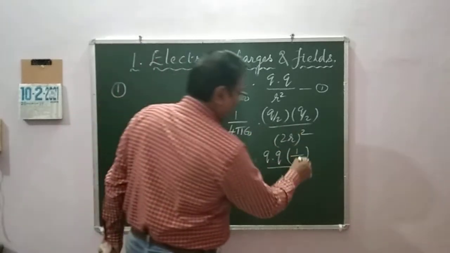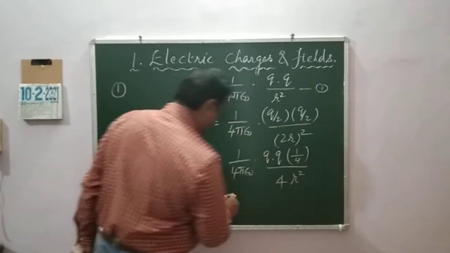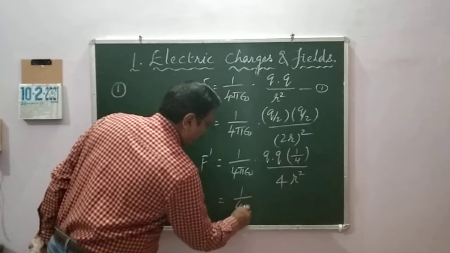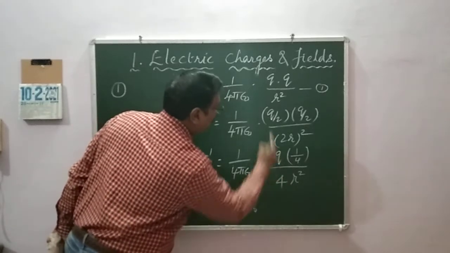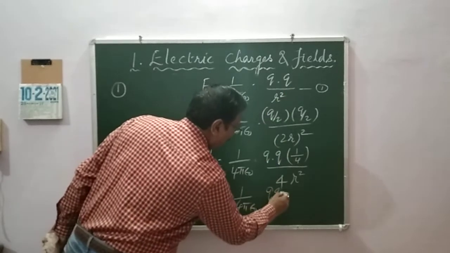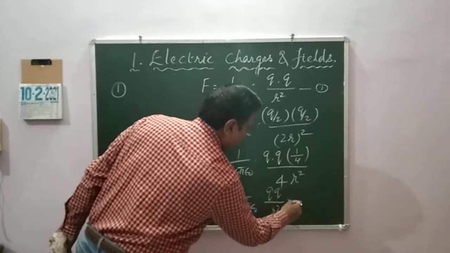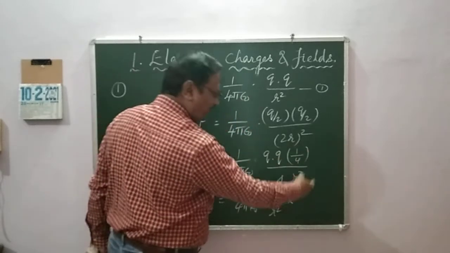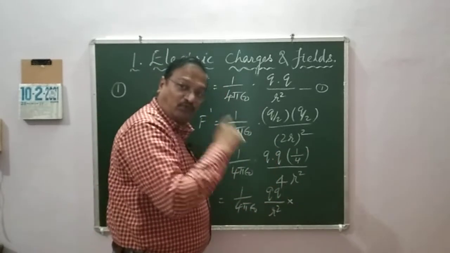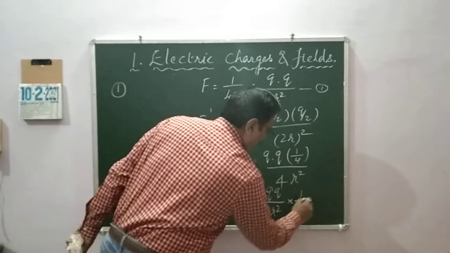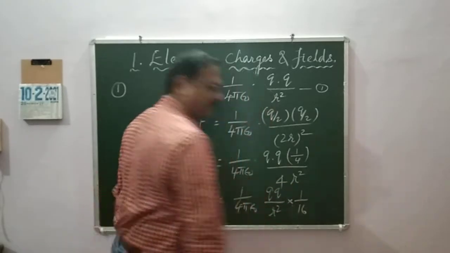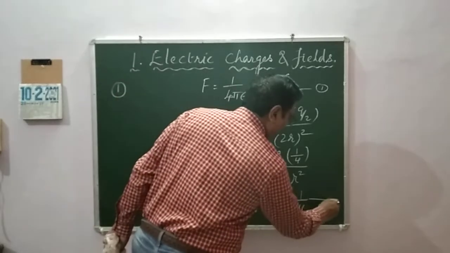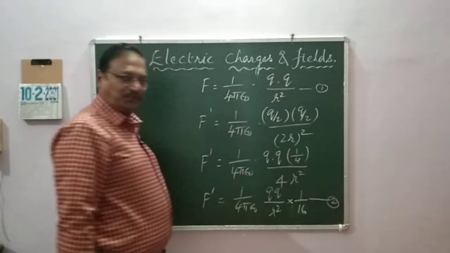Now see, one more step. 1 upon 4 pi epsilon naught, that is F dash, is Q upon R square, the same thing, multiplied by 1 upon 4 into 4. 1 upon 4 into 4 is how much? 16, right? Call this simplified equation as equation 2.